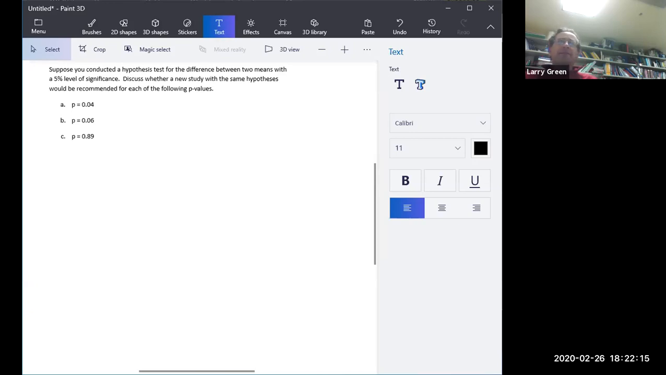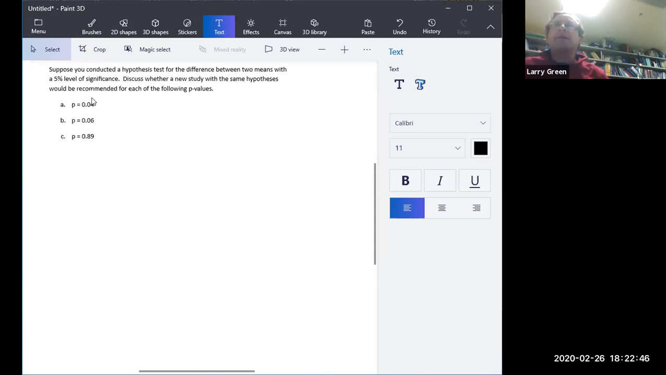What do you think? Vote recommend or don't recommend. If your p-value is 0.04, would you say we need to do one more study with a bigger sample size? Any ideas? So Mike says don't recommend. Kalanan, what do you think? Okay, not sure.